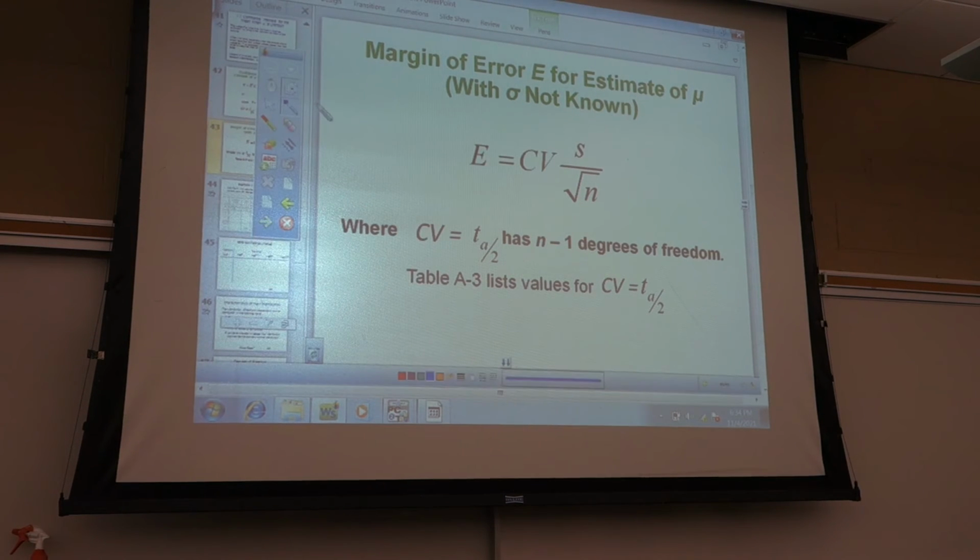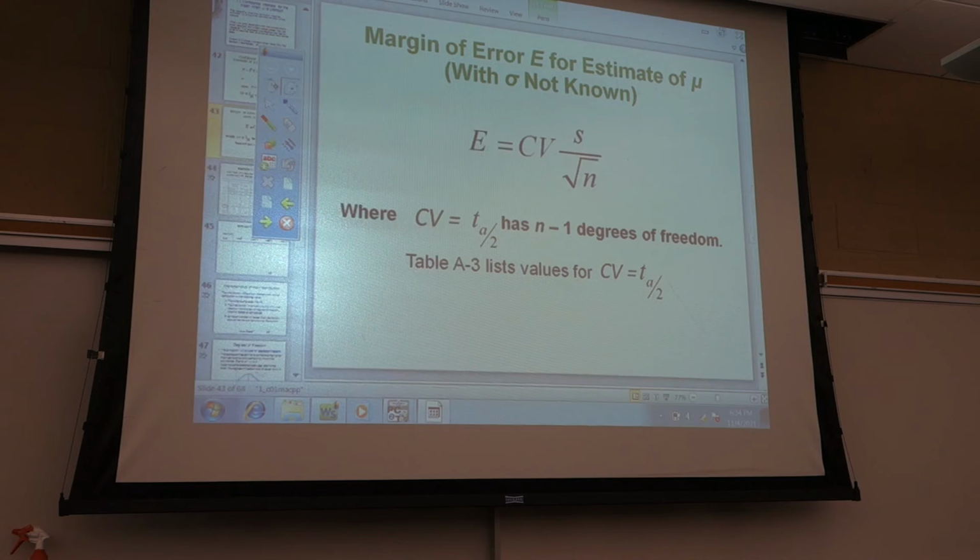We're going to take a look at this. All right, so you should have written down that the critical value is s divided by the square root of n, where we're using the t table with degrees of freedom n minus 1.